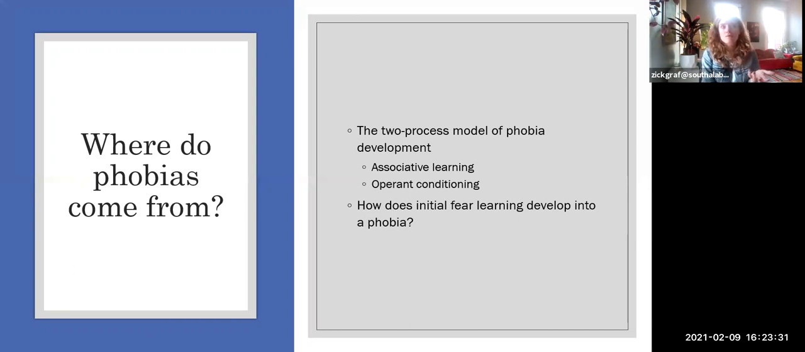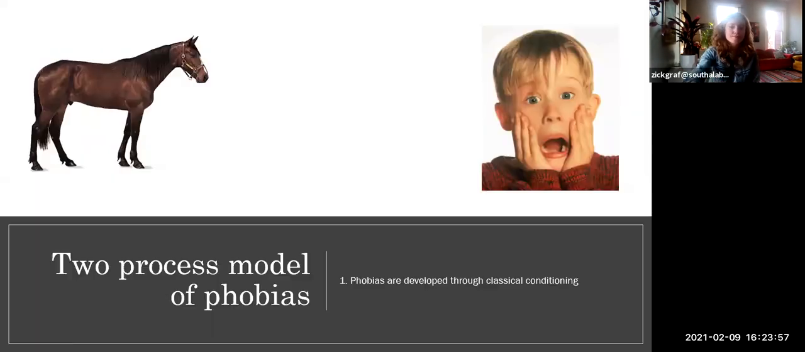So we know that there are certain situations that we're more prepared to be afraid of, but how does one negative experience with something turn into a phobia? How does that initial fear learning develop into a clinical disorder? So we're going to talk about the two-process model of phobia development, and we're also going to talk about how individual differences in that cognitive biological learning machinery work together to help people develop phobias.